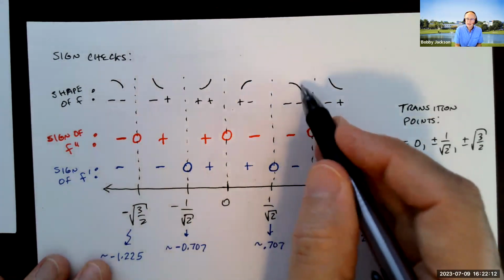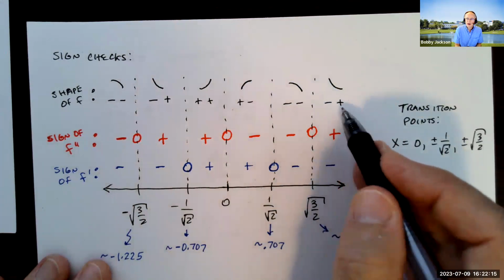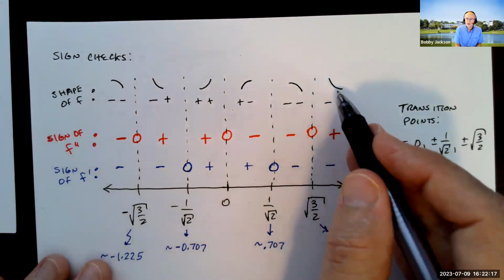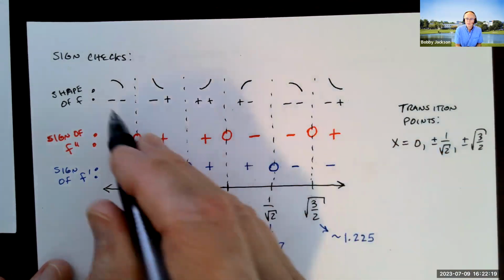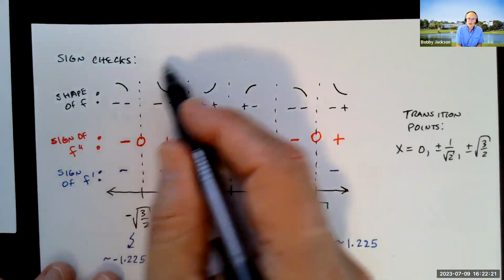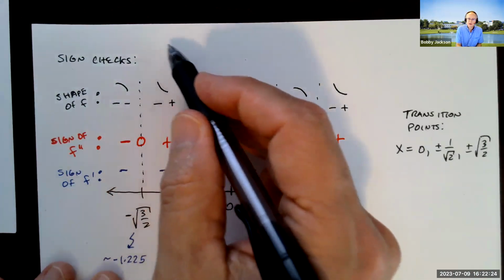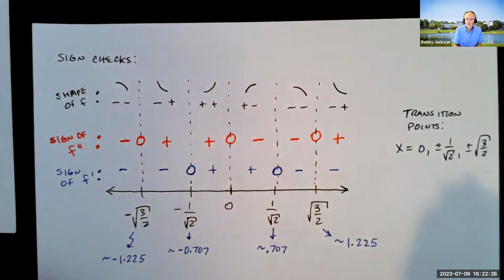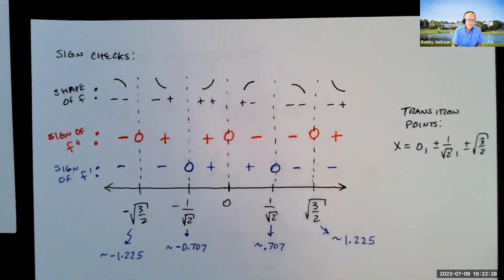Minus minus, decreasing, concave down, and minus plus, decreasing, concave up. So you can almost see the graph. If you just take these pieces and click and drag them and connect them into place, you're going to get the graph of the function. Okay. All right.